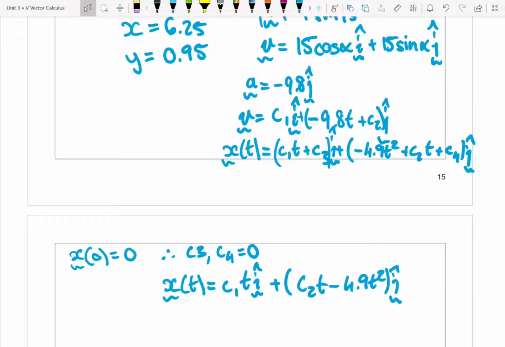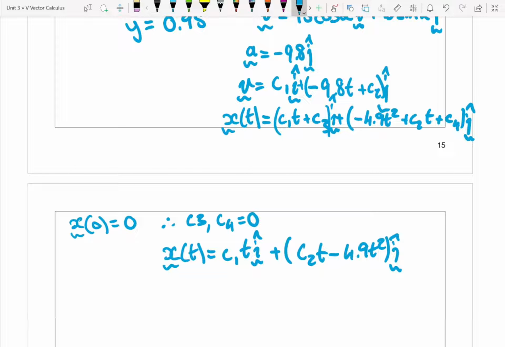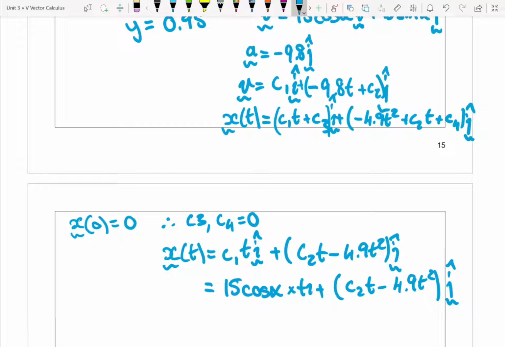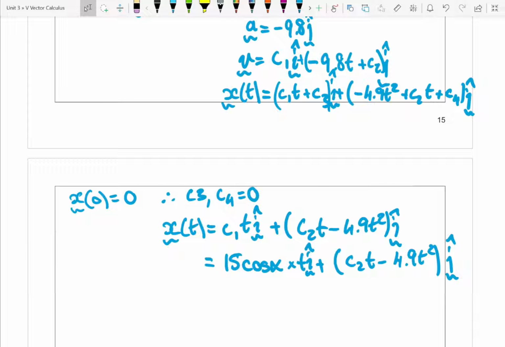Another piece of information that we can use to our advantage is the fact that the x component of velocity is going to be constant at the start. So we know that c1 has to equal 15 cosine alpha. So x of t is actually 15 cosine alpha times t plus c2 t minus 4.9 t squared. So we're getting closer to where we want to be, which is having alpha be our only variable.